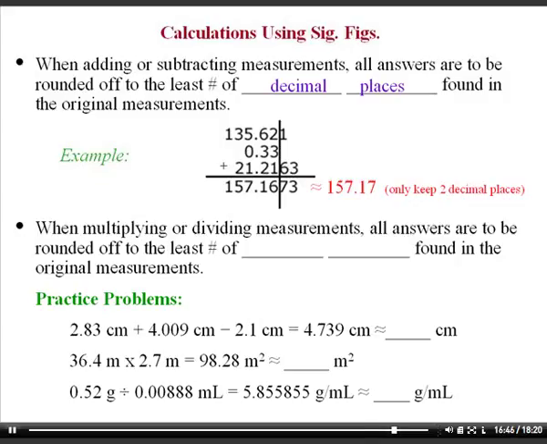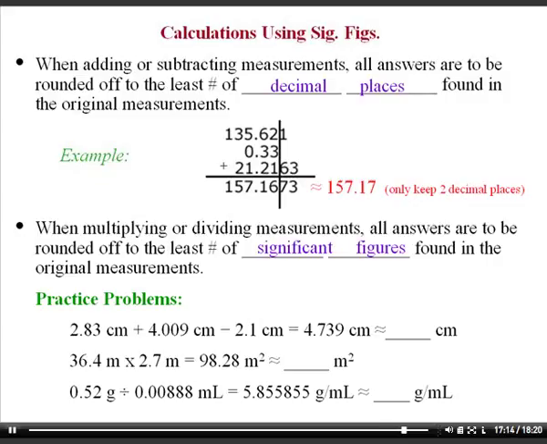Now when you multiply or divide measurements, all the answers are going to be rounded off to the least number of significant figures found in your original measurements. So we'll look at an example of that in a little bit. So let's do the 3 practice problems. So here we have some centimeter lengths that are going to be added and subtracted from each other. The first measurement has 2 decimal places, the next measurement has 3 decimal places, and 2.1 only has 1 decimal place, and that limits our final answer.